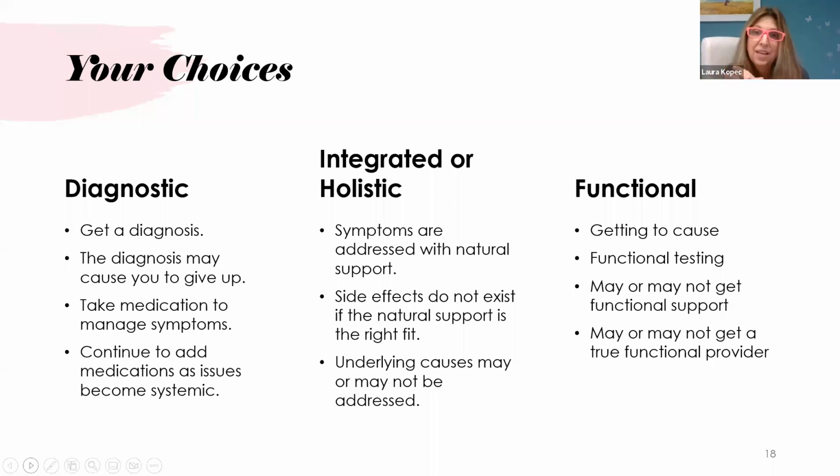In a functional model, it should be about getting to the cause. It should be about looking at what's causing the constipation. Is it high methane? Is it low stomach acid? Is it a combination? Is it infection? Is it low magnesium? What are all the factors that become the problem? And that's where functional testing comes in. It really is about doing that deep dive and then mapping what's going on.